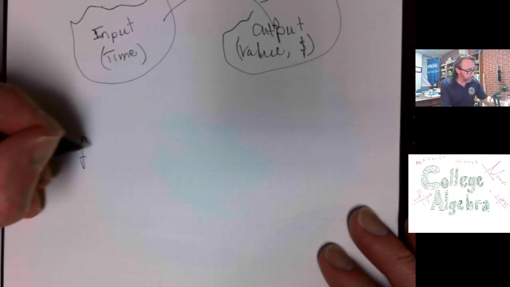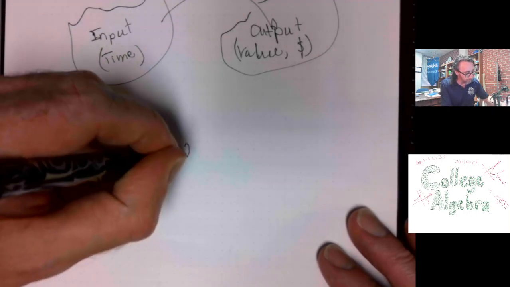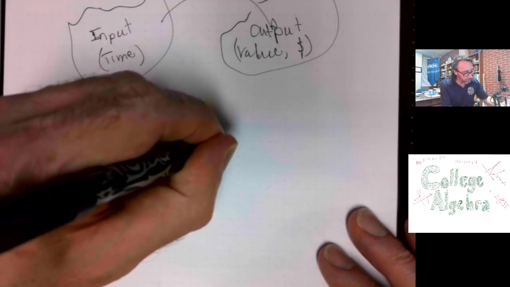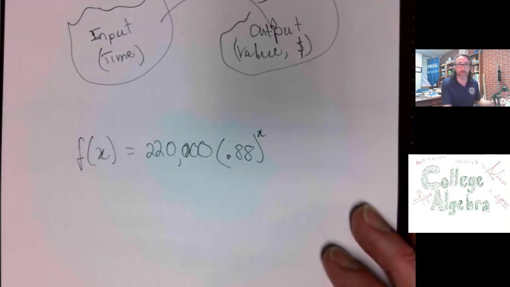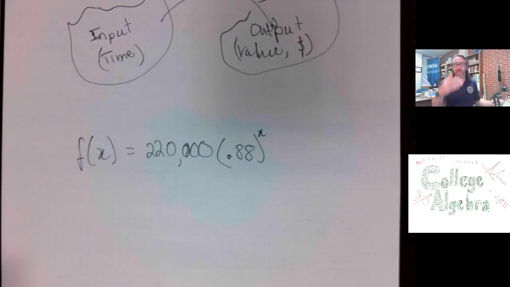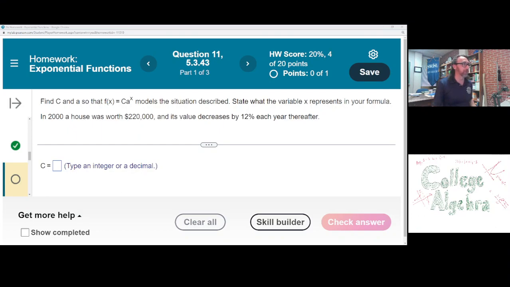So here our function f of x, the starting value of the house is $220,000, times 0.88 to the power x. After 1 year we have 88% of the starting value. After another year we have 88% of the value that we had at the beginning of that year. So we do 88% twice, and then we keep on going that way. Let's switch back.